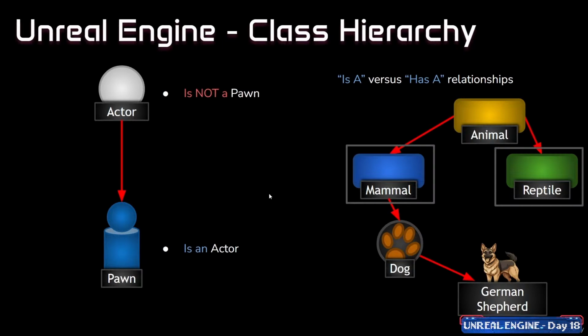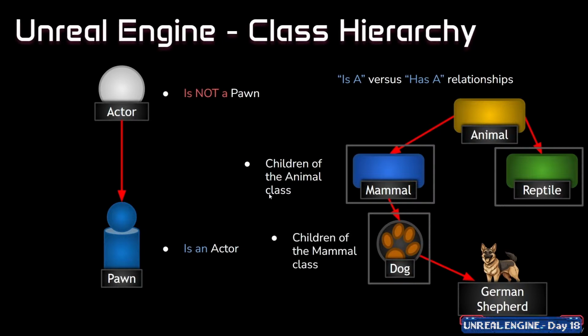Mammals and reptiles are children of the animal class, so they inherit properties that all animals have. Dog is more specific than mammal. A dog is a mammal, but not all mammals are dogs. There are cats, horses, ferrets, etc. So all dogs are mammals, but not all mammals are dogs. We can say that dog is a child of the mammal class.